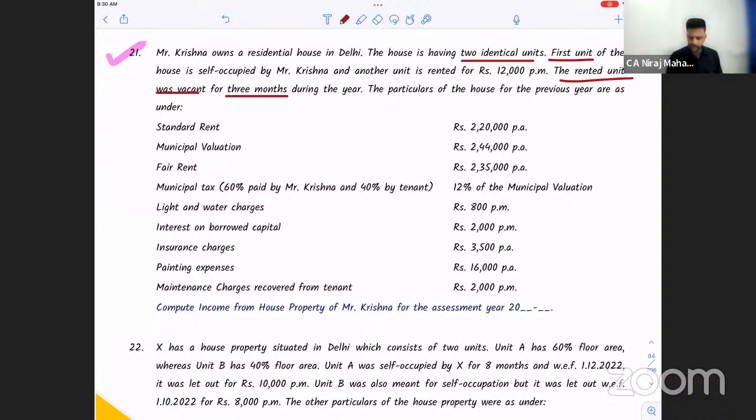The particulars of the house for the year are as follows. Standard rent for the house: SR, standard rent, municipal corporation, fair rent. Municipal tax, 60% paid by Mr. Krishna and 40% paid by tenant, is 12% of municipal valuation. Very interesting. Light and water charges, interest on borrowed capital, insurance charges, painting expenses, maintenance charges recovered from tenant. Compute income from house property of Mr. Krishna for AY 2023-24.